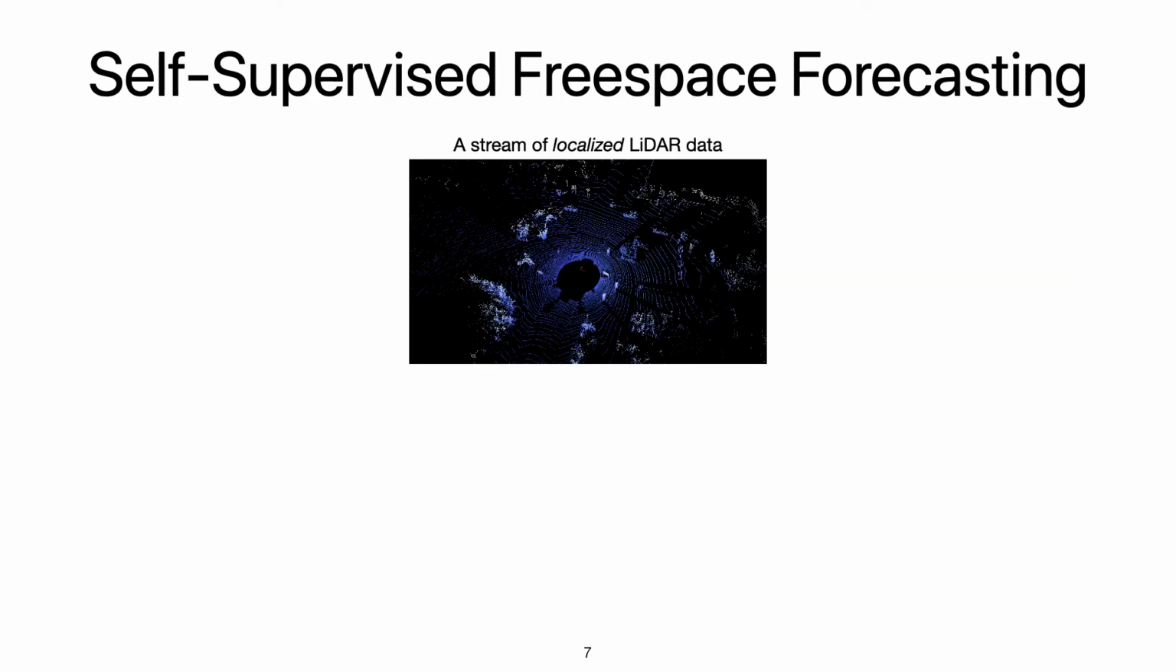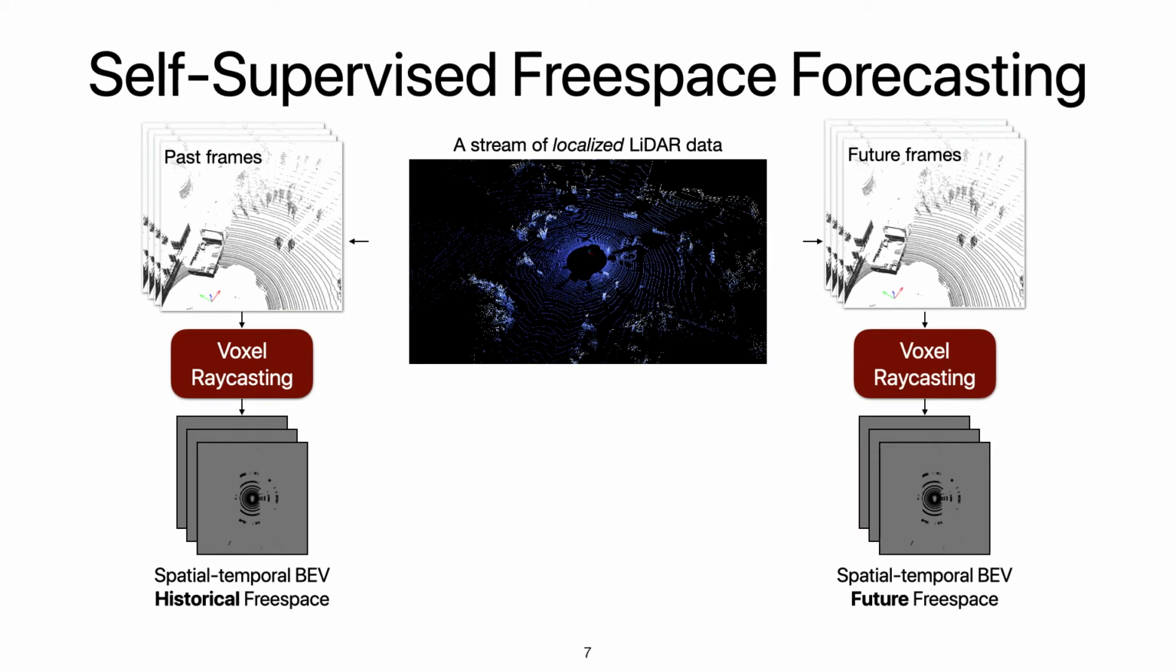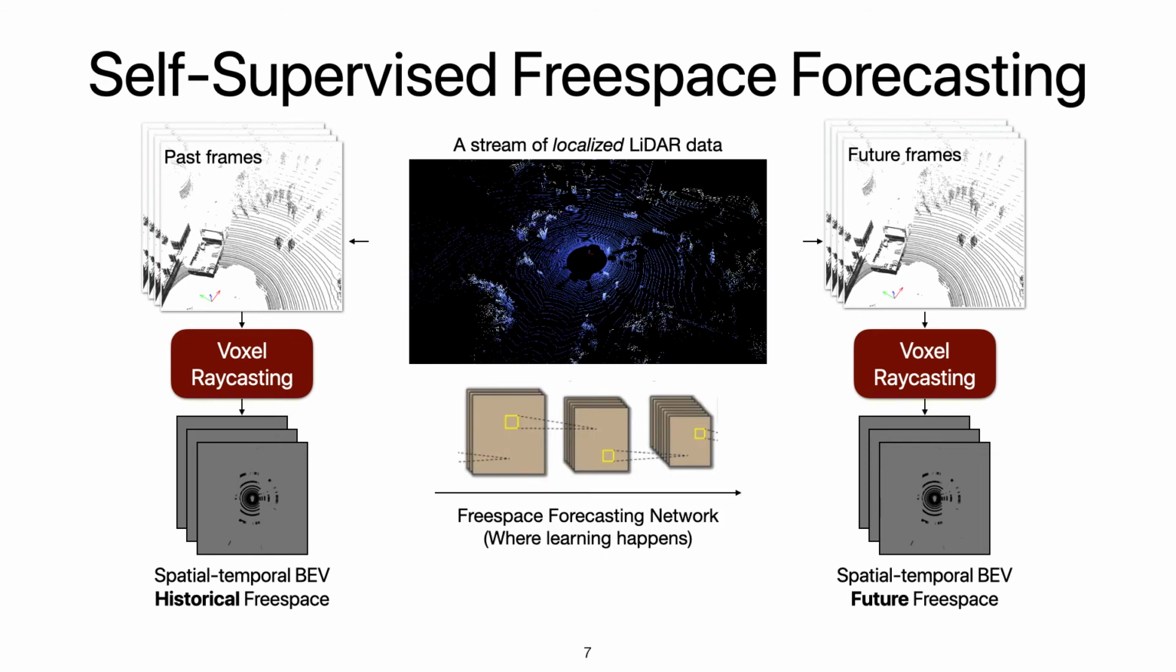Here's our approach. Given a stream of localized LiDAR sweeps, at any timestamp, we can split the data into past frames and future frames. Raycasting on past frames gives the input, the historical free space. Raycasting on future frames gives the output, the future free space. We train a CompNet that takes historical free space and predicts future free space. We formulate future free space forecasting as a binary classification problem. When formulating the loss function, we ignore voxels in the unknown space.